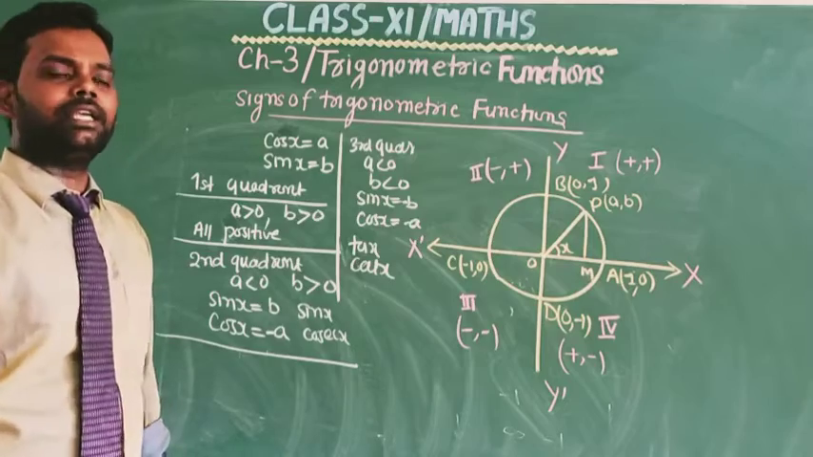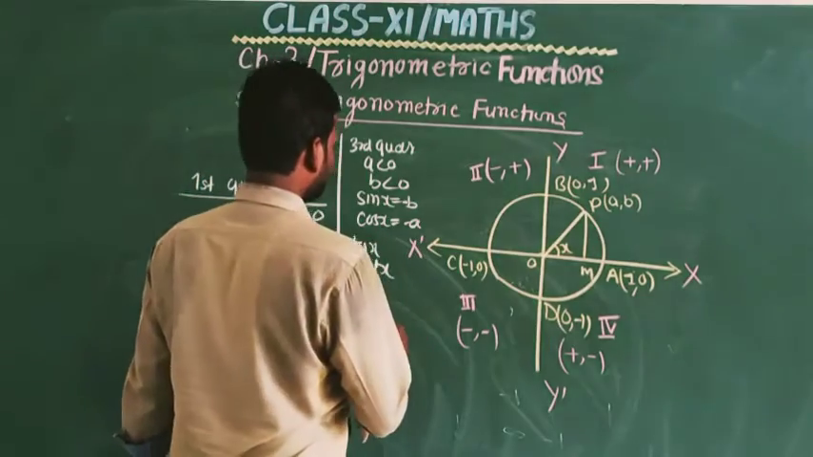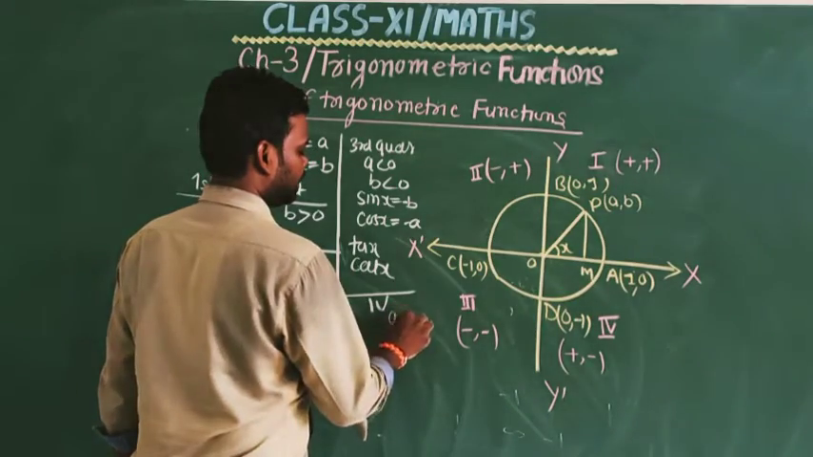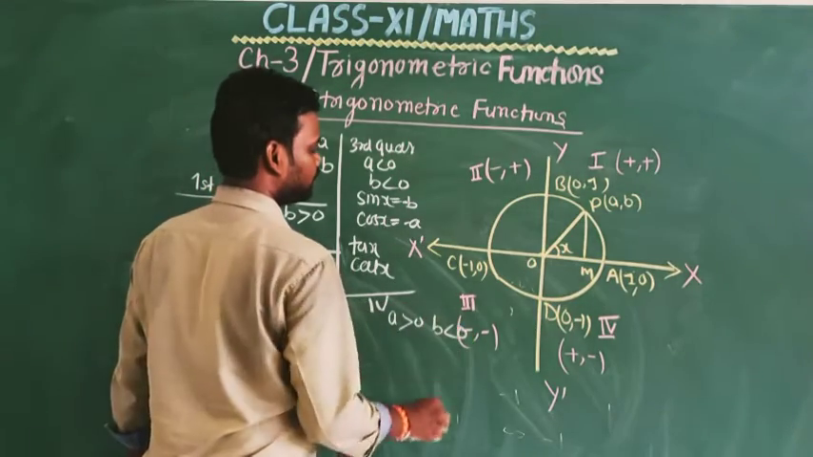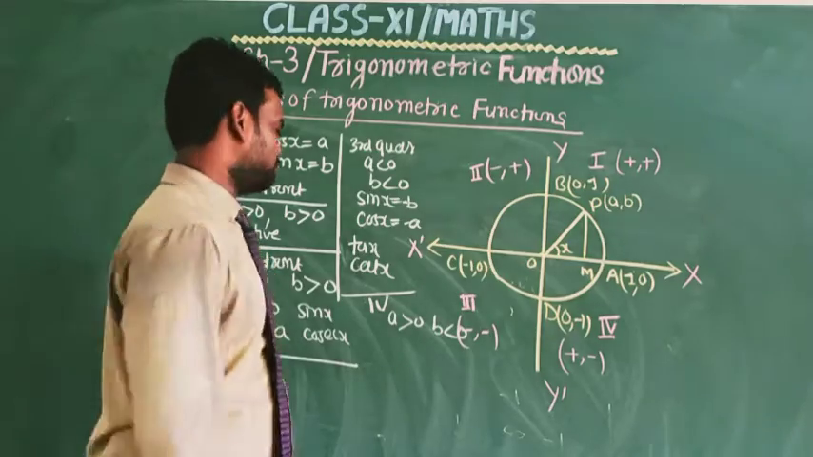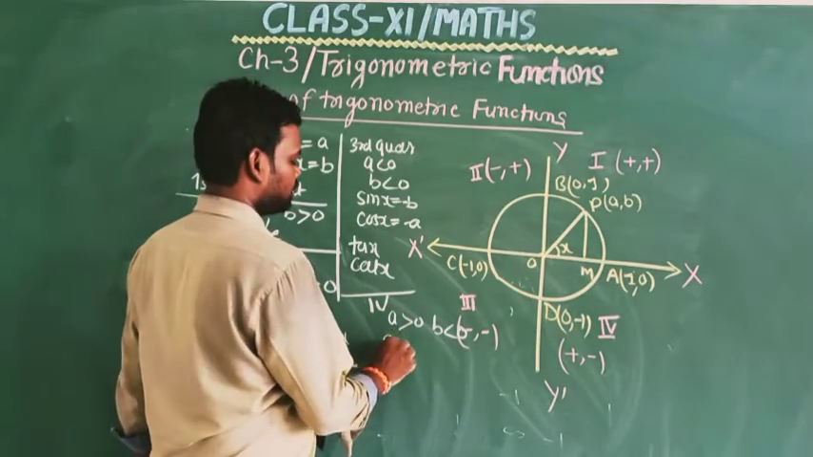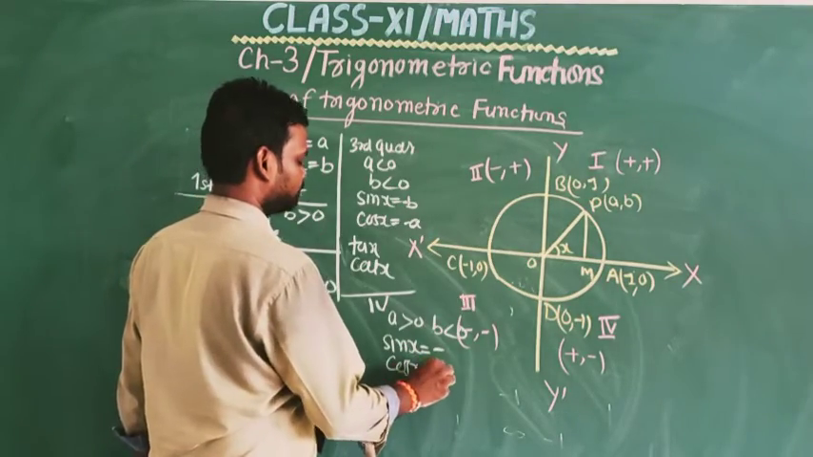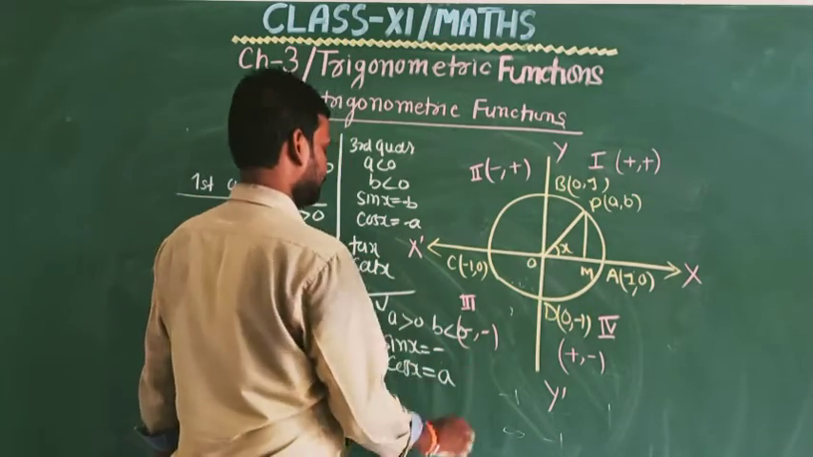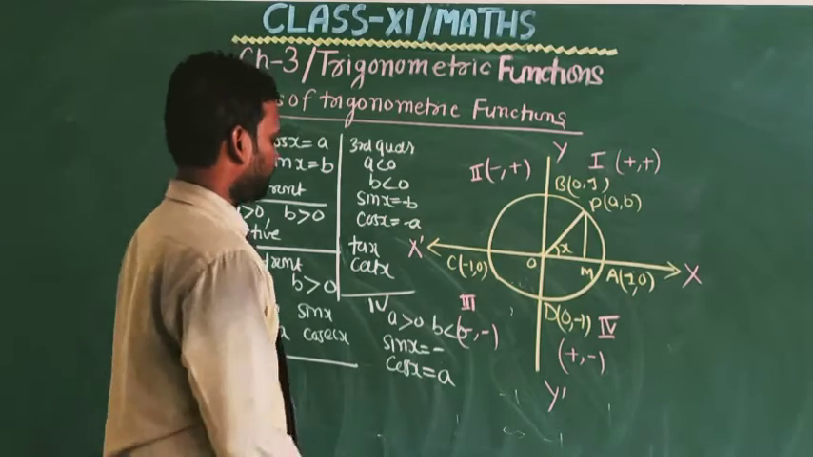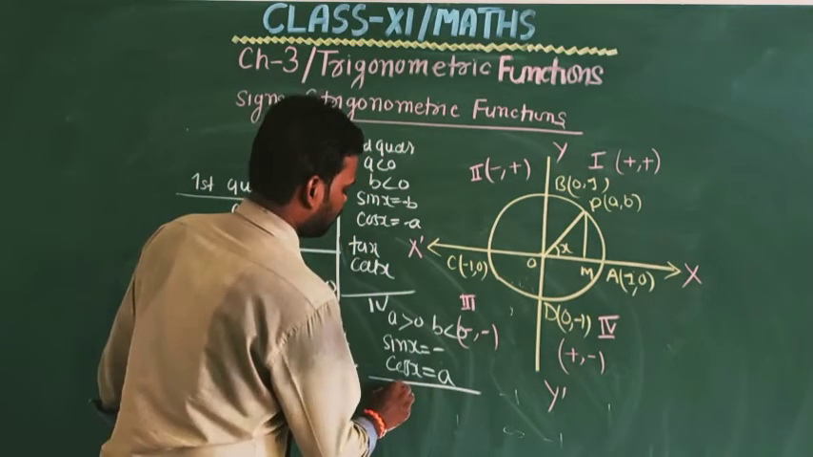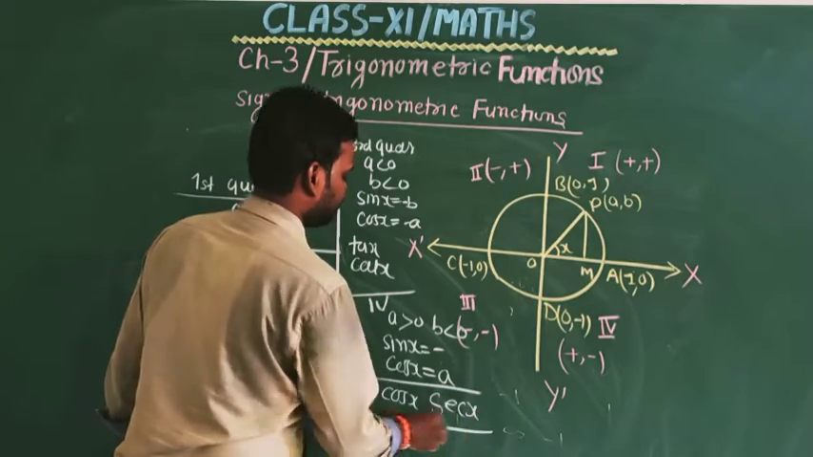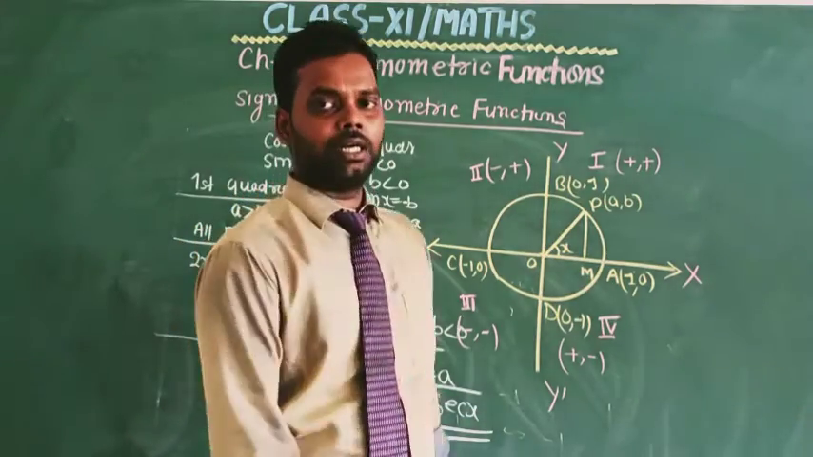Okay, and similarly in fourth quadrant we have seen A is greater than 0, B is less than 0. So this means sin X is negative, cos X is A. Okay, so in fourth quadrant cos X and sec X are positive and the remaining are negative.